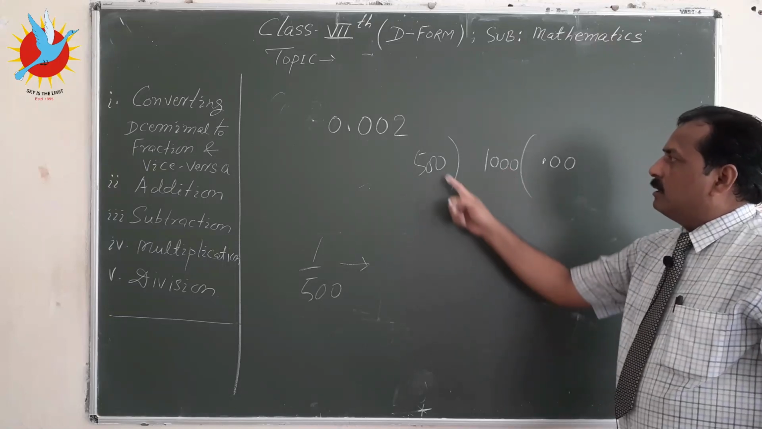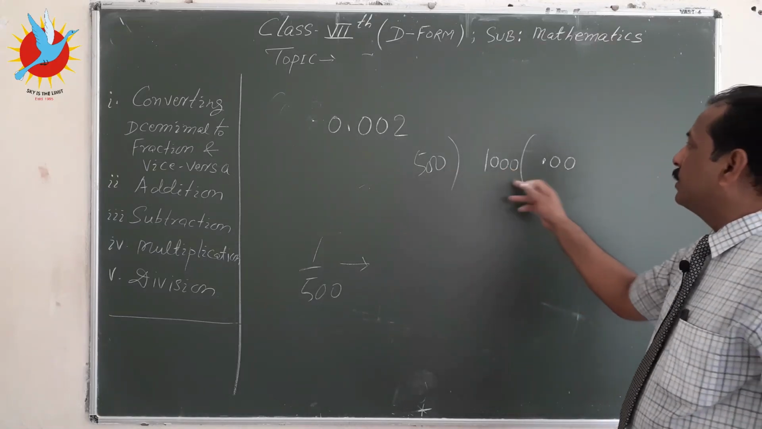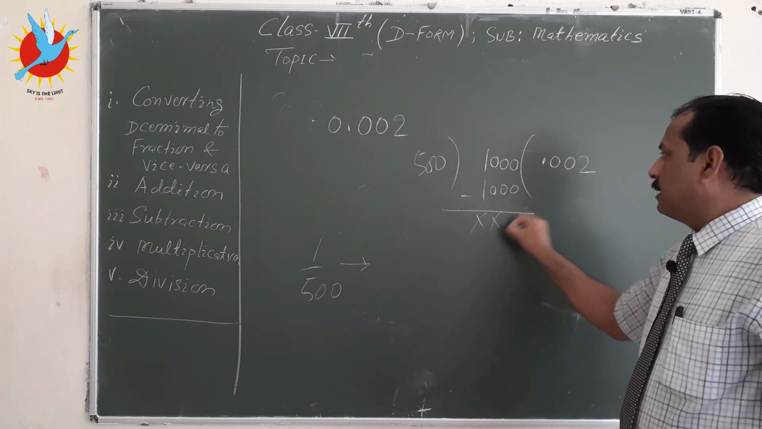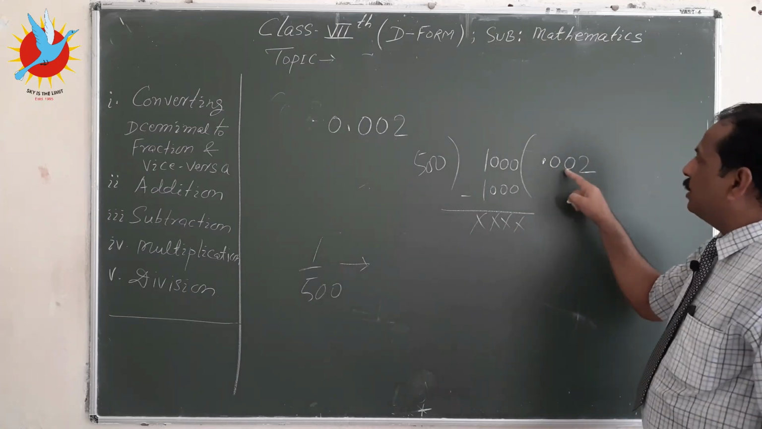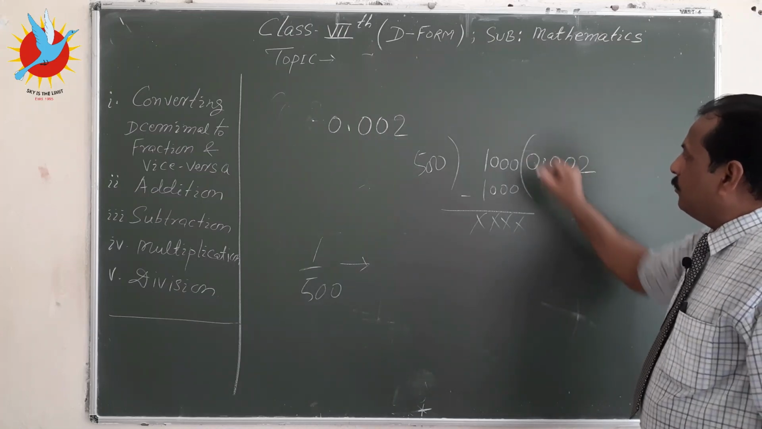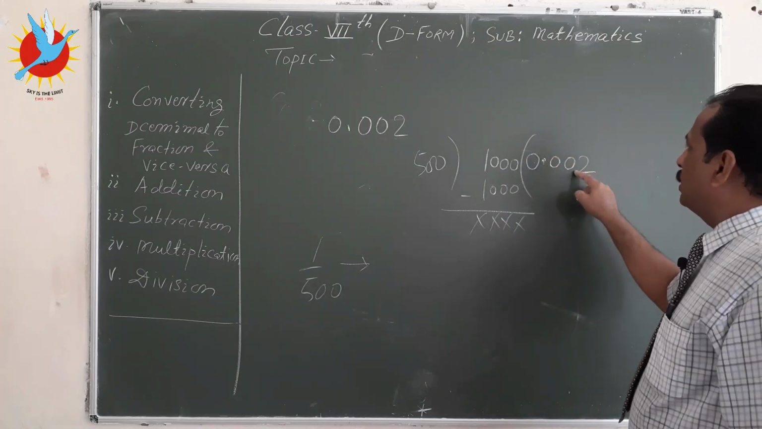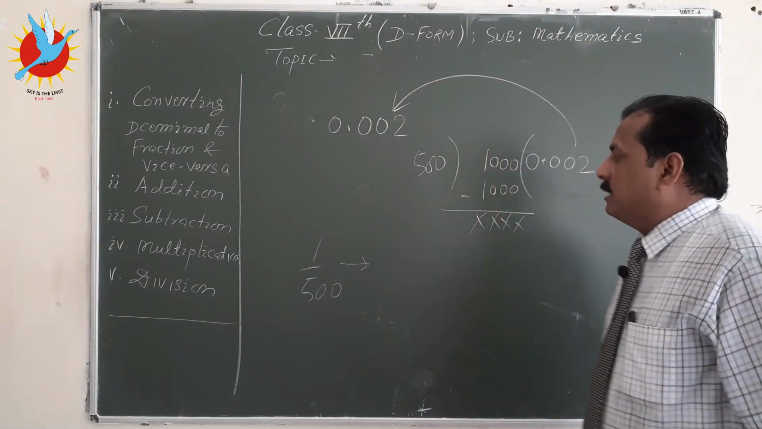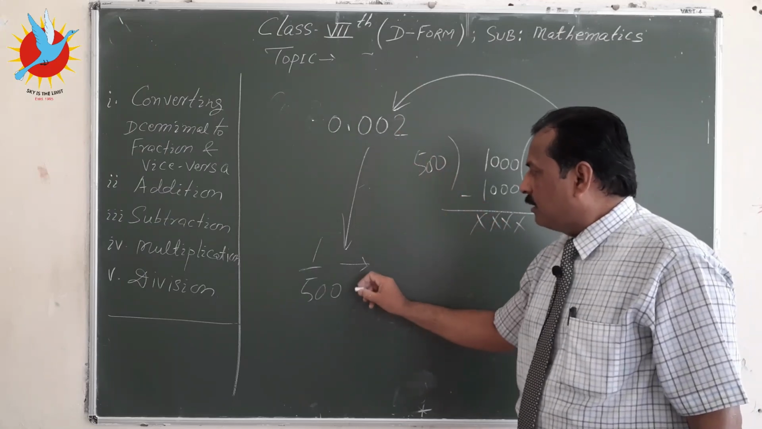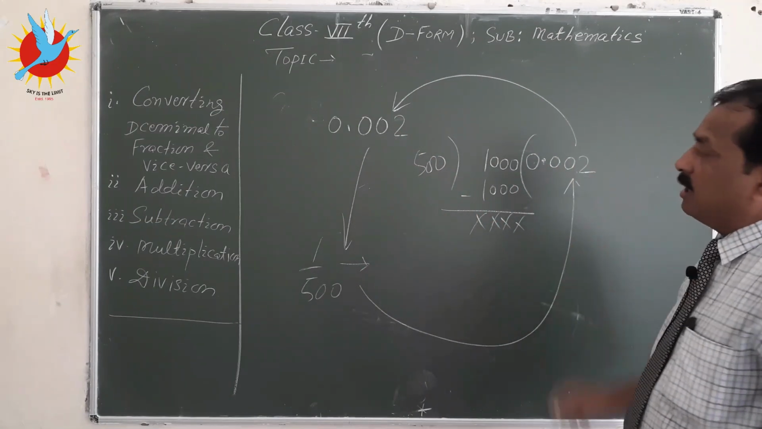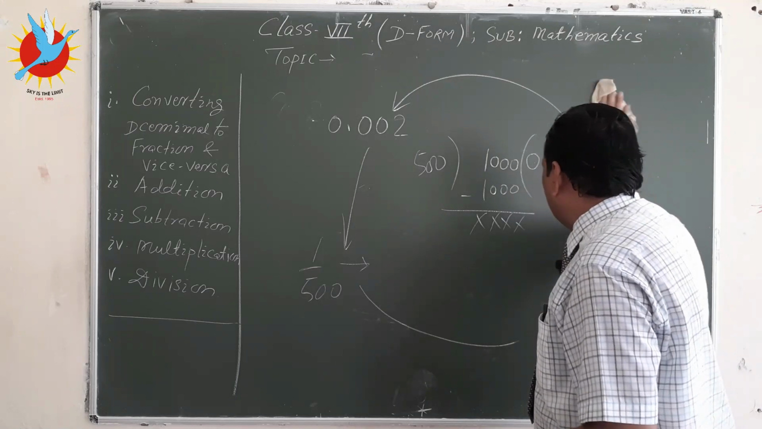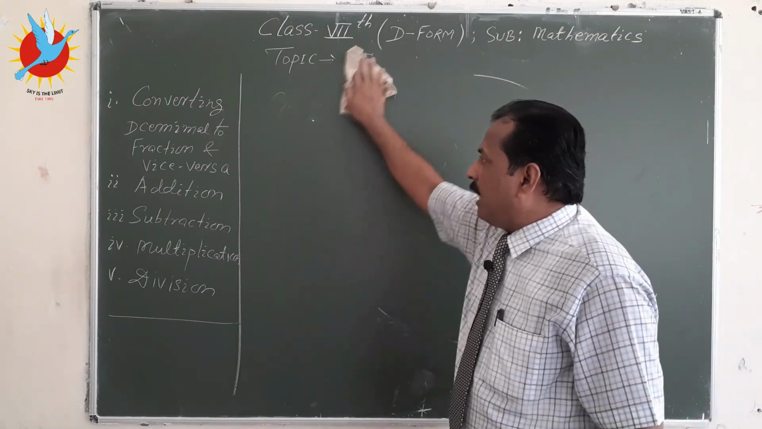So now this is 1000, this is 500, and 500 twos are 1000, and this is subtracted and cancelled. So we got 0.002. Mark it, whole number part is 0, so we can put 0. So 0.002, and we got the same result, and this is 0.002 decimal, this is fraction, and this is fraction, and this is decimal. So students, I hope at this point you can convert decimal into fraction and fraction into decimal.